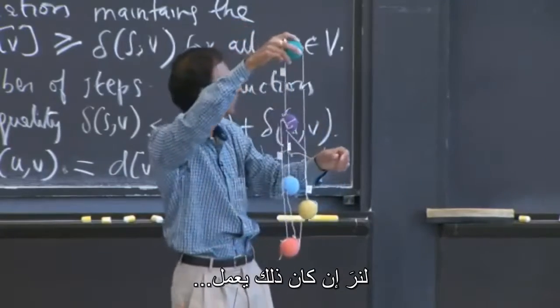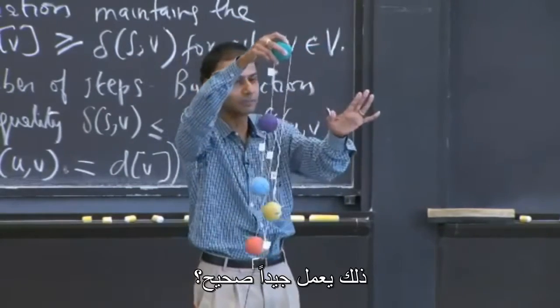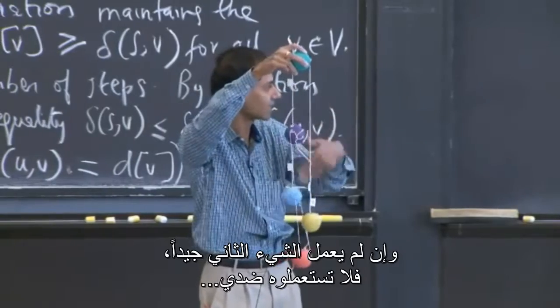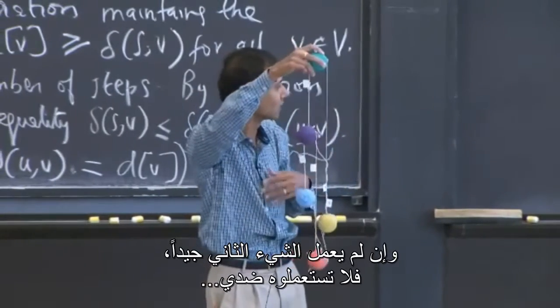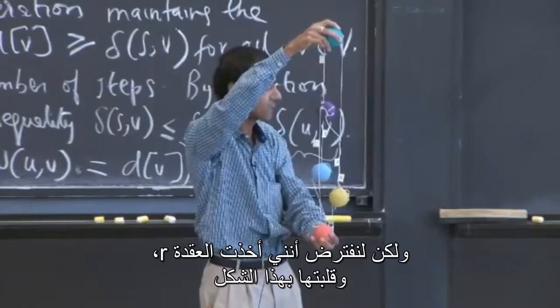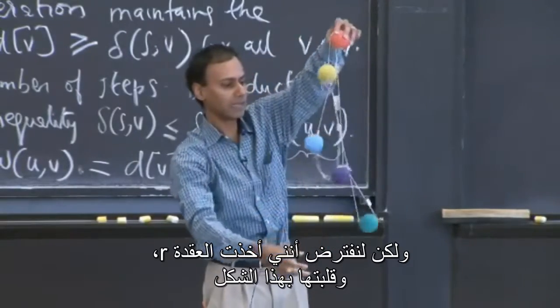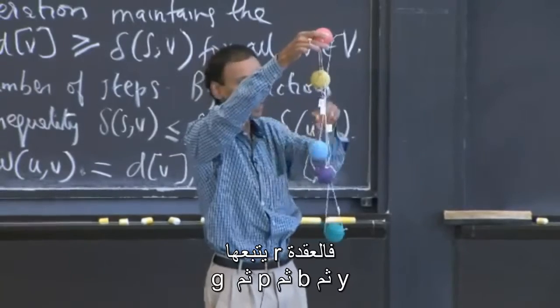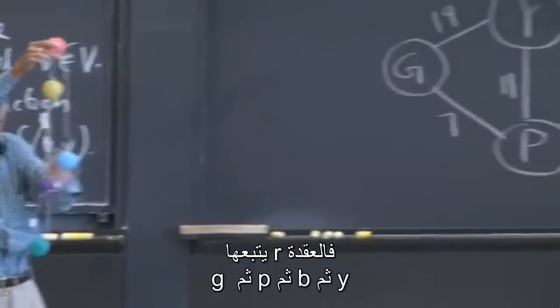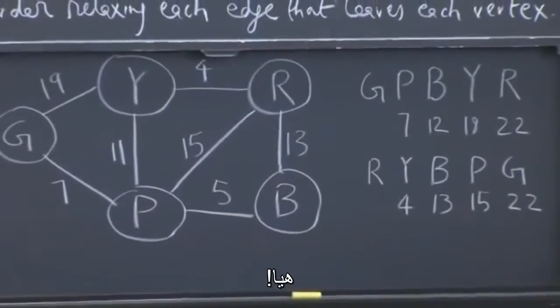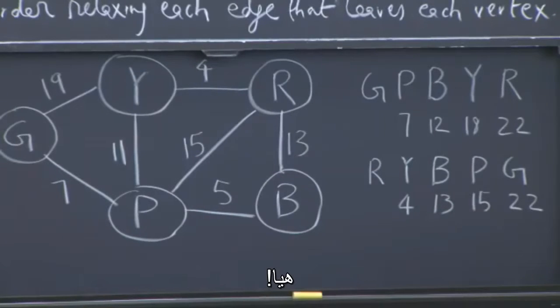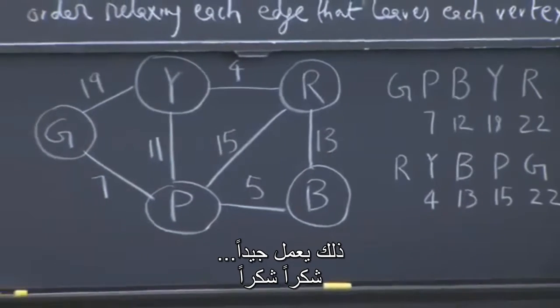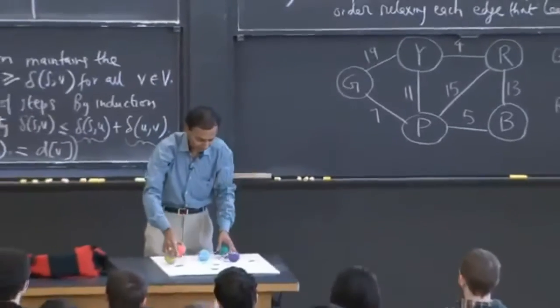Right. Now let's see if this works. This works, right? So if the second thing doesn't work, don't hold it against me. But let's say I take R and I lift it up like that. Yikes. So now it's R followed by Y, followed by B, followed by P, followed by G. Hey, come on. All right, this works. Thank you, thank you. All right.